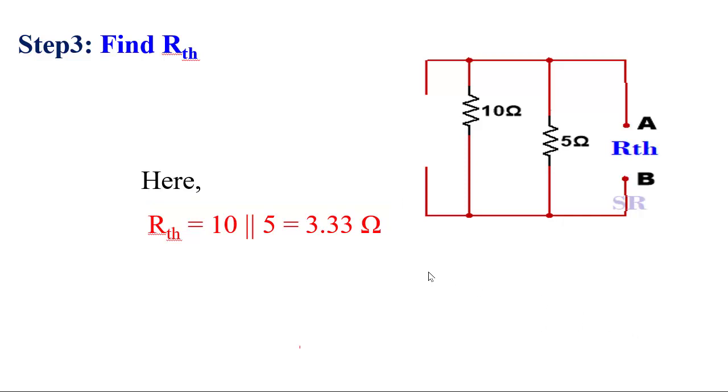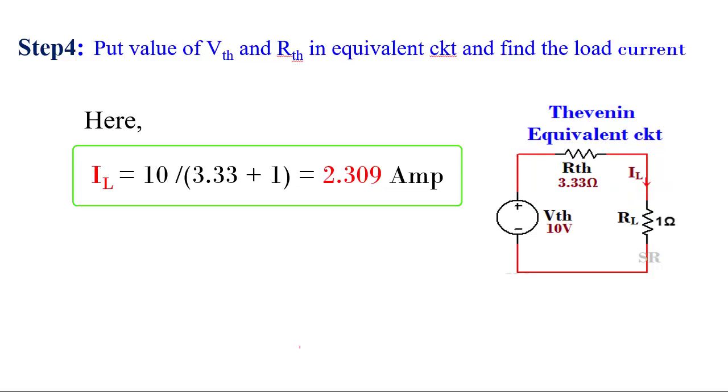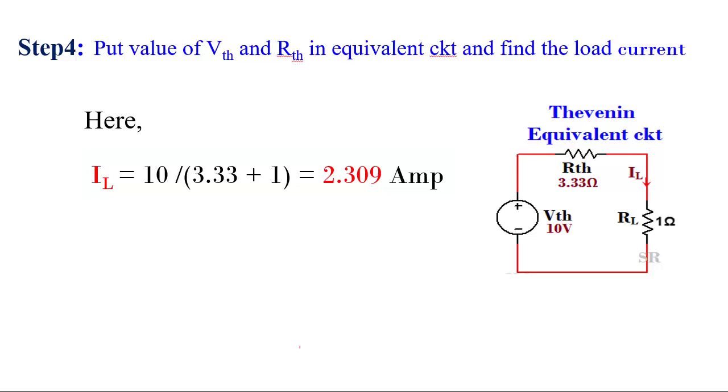So we have calculated VTH and RTH. To find the final answer, we will put the values of VTH and RTH in the equivalent circuit. VTH is 10 volt, RTH is 3.33 ohm, and this is the load resistance, which was 1 ohm. So ultimately what will be the current? The current IL is the circuit current, which will be this voltage divided by the whole resistance in the circuit. So this is 10 divided by 3.33 plus 1 ohm. Ultimately we got 2.309 ampere. So this is our answer.